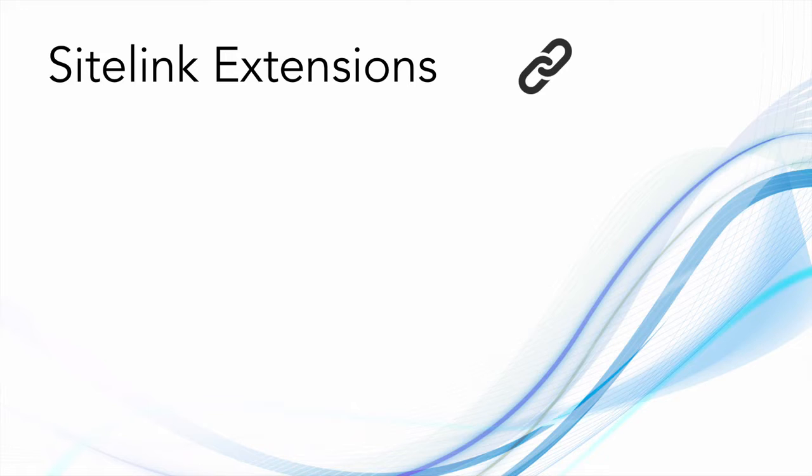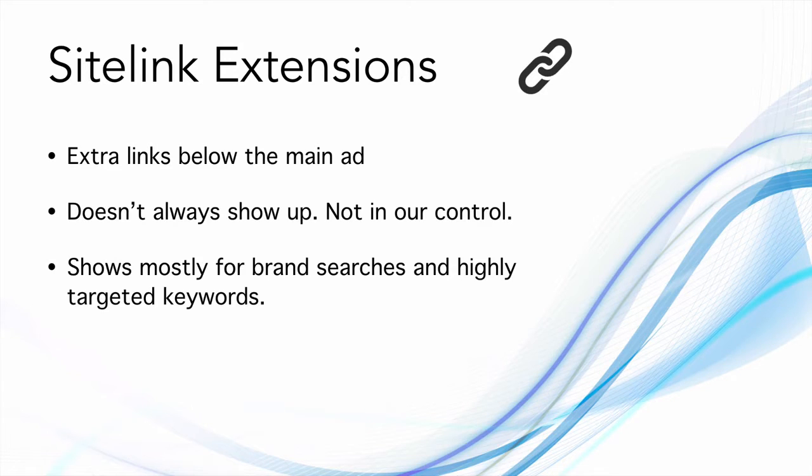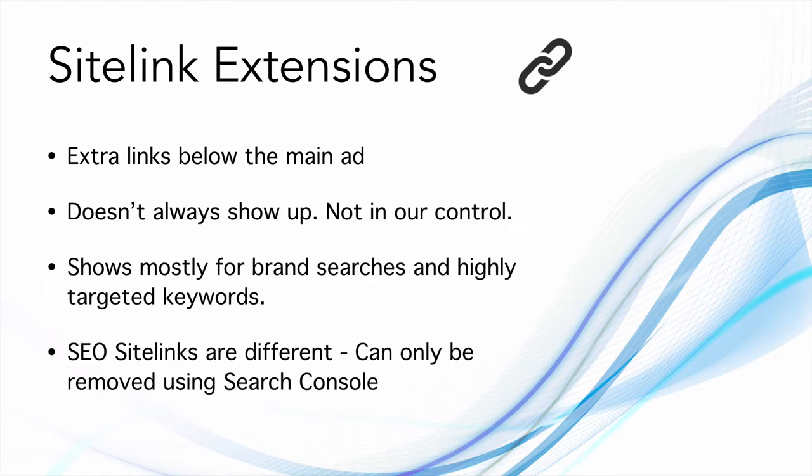So the first one, site links extensions. Site links are extra links below the main ad. It doesn't always show up and it is not in our control. It shows mostly for brand searches and highly targeted keywords. SEO site links are different. If you have seen, certain websites have SEO site links. These are for organic results. They can be removed using Search Console, but you cannot add them manually. But with Google AdWords ads, you can add these site links manually.